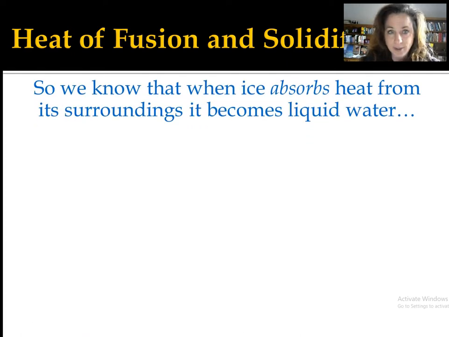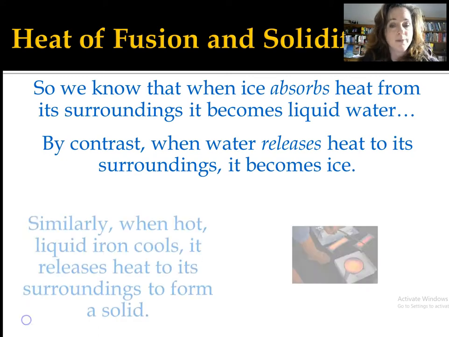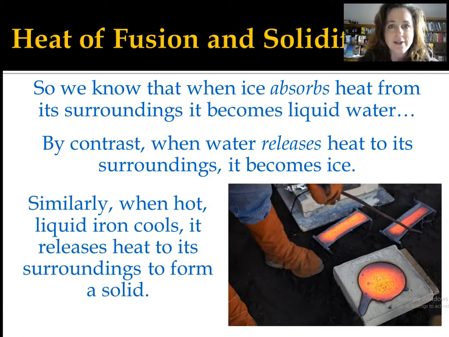So we know that when ice absorbs heat from its surroundings, it becomes liquid water. By contrast, when water releases heat to its surroundings, it becomes ice. Remember in class I talked about this idea of ice cubes in an ice cube tray. You get your ice cube tray, you go to the tap and fill it up with tap water, and the tap water is going to be about 70 degrees Fahrenheit. You then stick it in the freezer. What happens if you are the water in that ice cube tray? Well, you are becoming cooler, which means that you are dumping your own heat into the surroundings. So you're releasing heat to the surroundings, and then you ultimately become ice.